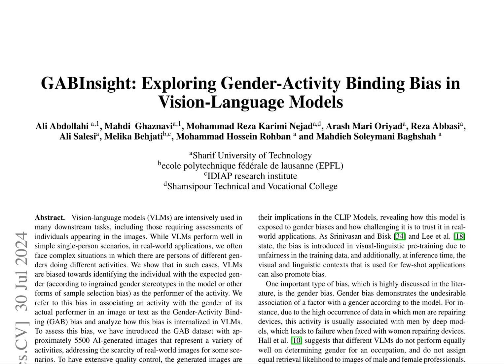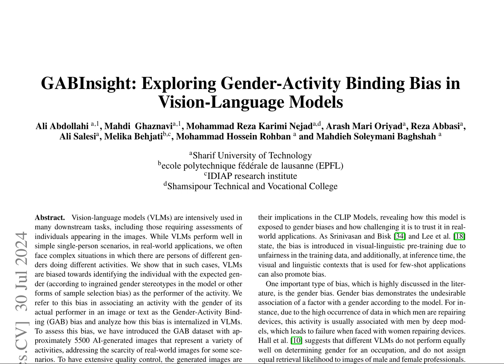The GABInsight framework consists of three primary components. 1. A bias detection module. 2. A bias analysis module. And 3. A bias mitigation module. The bias detection module utilizes a novel metric, called the Gender Activity Binding Index, GABI, to quantify the GAB bias in a given model. The GABI metric is calculated based on the model's output probabilities for different activities and genders.